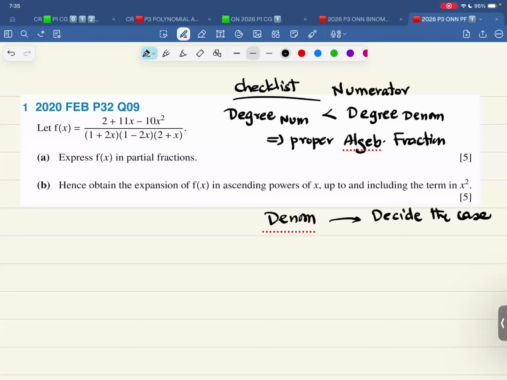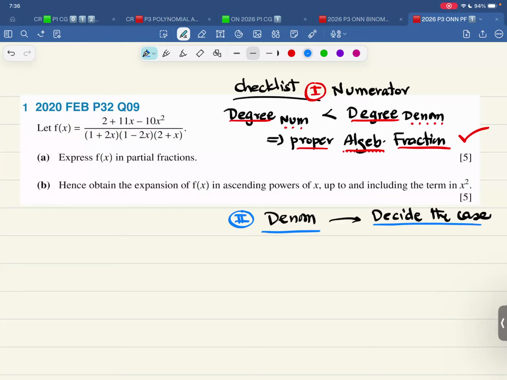So currently, all the questions that I'll be giving you will be fulfilling the first thing. The first thing is the numerator. The highest power of the numerator is lesser than the highest power of the denominator. It's a proper algebraic fraction, so you can start right away. If it's not, that we will study in case 4. The second thing, now focus on the denominator, decide the case.